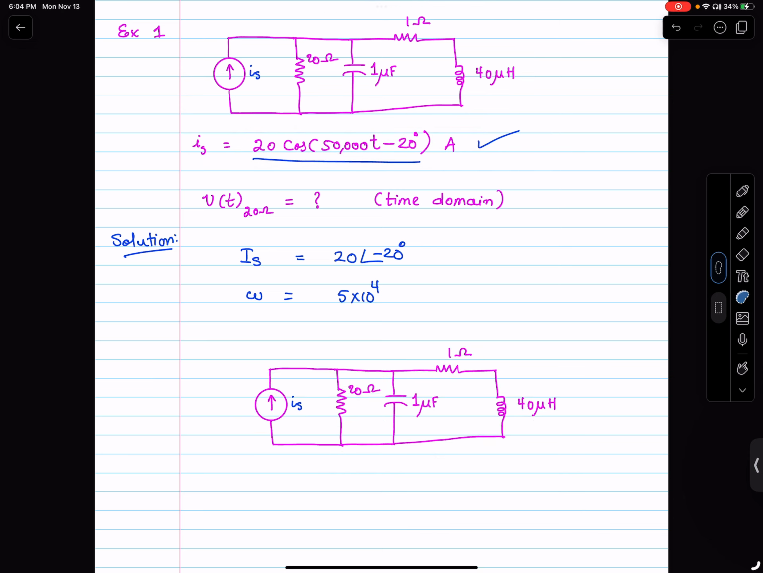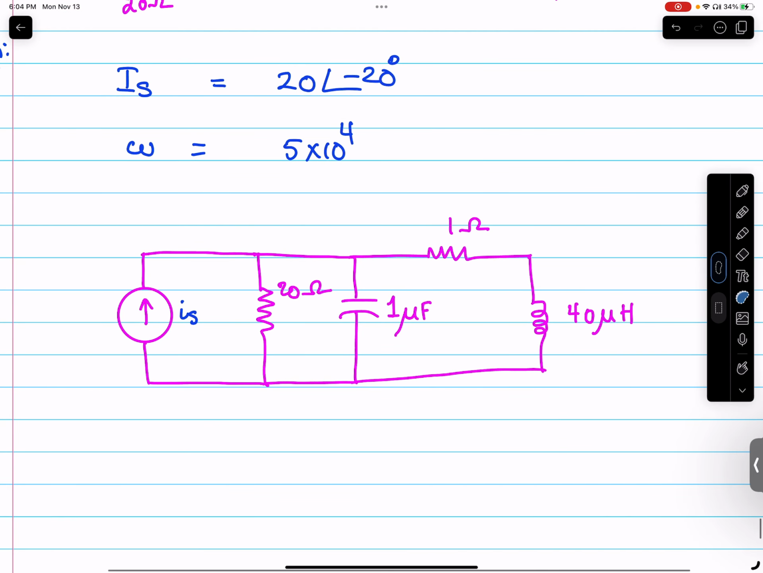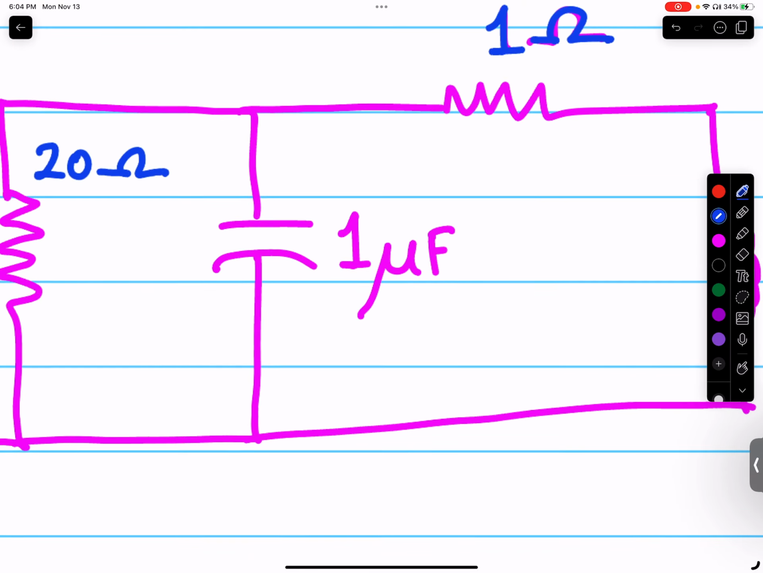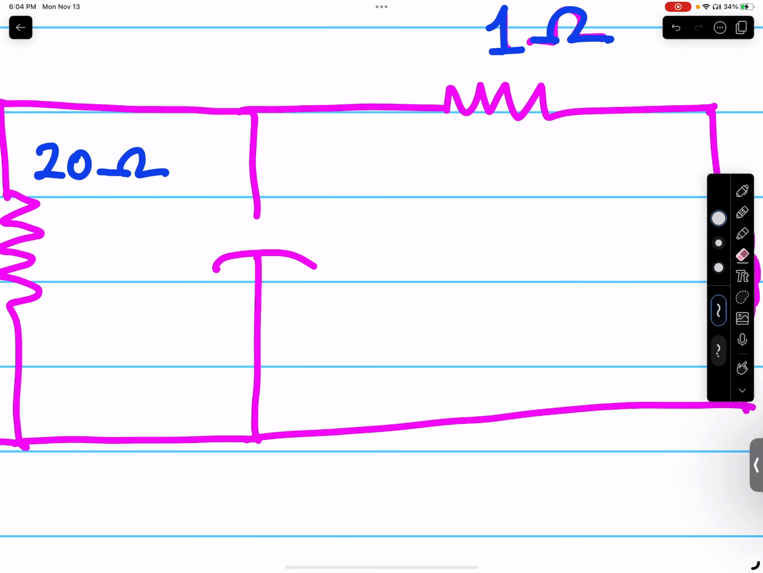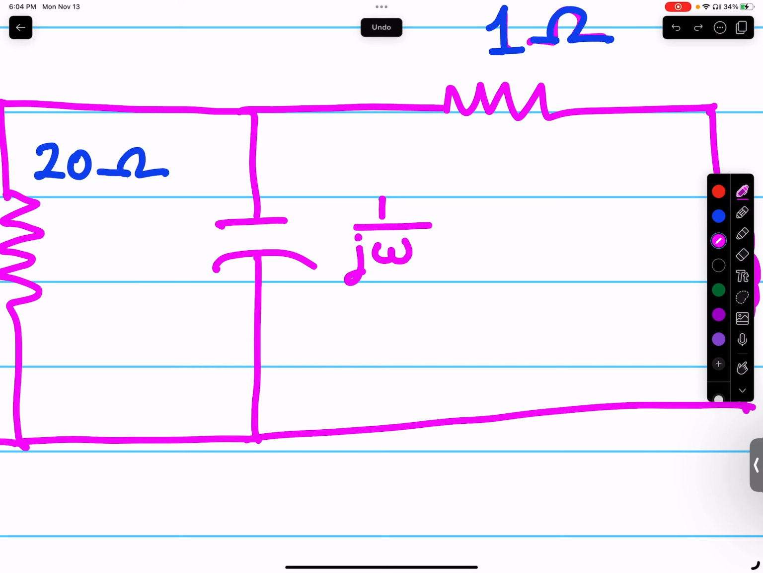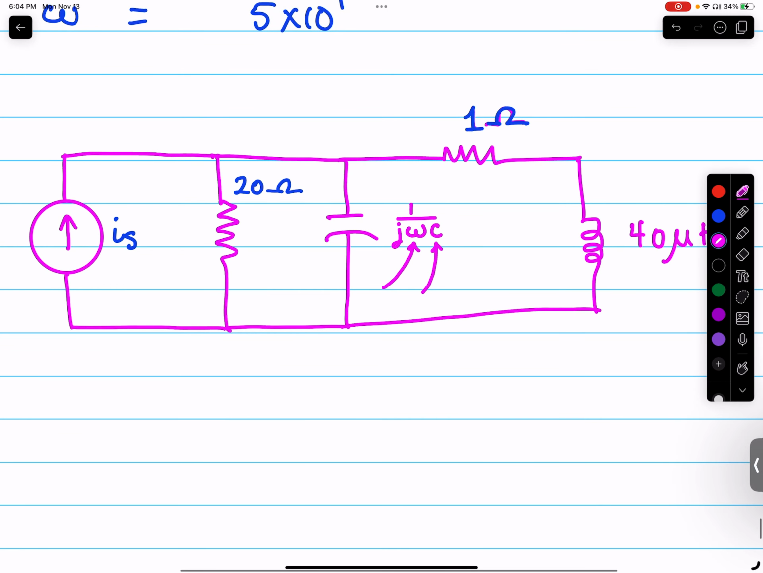So let's do that. So I start with this, I copy this, and I'm going to leave the resistances as is because the resistances do not change in frequency domain. So this is going to remain 20 ohms, and this one is going to remain 1 ohm. Now, in place of 1 microfarad, I'm going to replace this guy with 1 over j omega c. We know the value of omega. We know the value of c, 1 microfarad. Plug in those numbers.